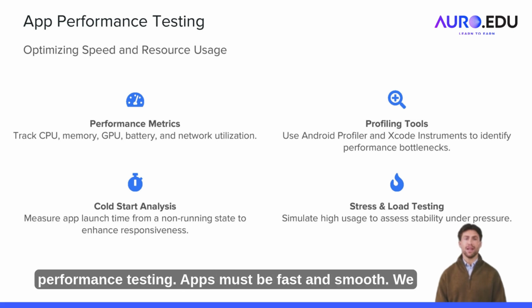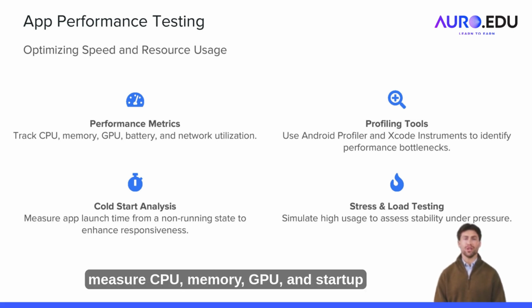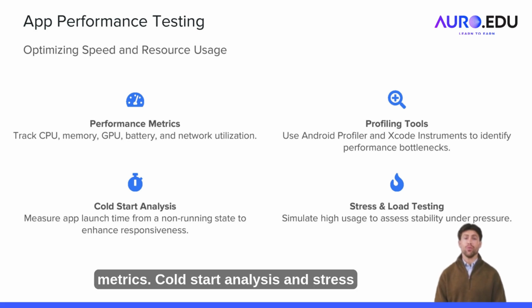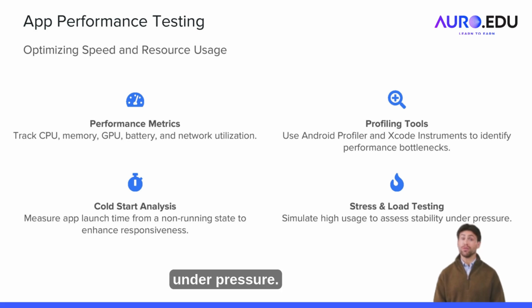App performance testing. Apps must be fast and smooth. We measure CPU, memory, GPU, and startup time to identify bottlenecks. Android Profiler and Xcode Instruments help visualize these metrics. Cold start analysis and stress testing also ensure your app performs well under pressure.